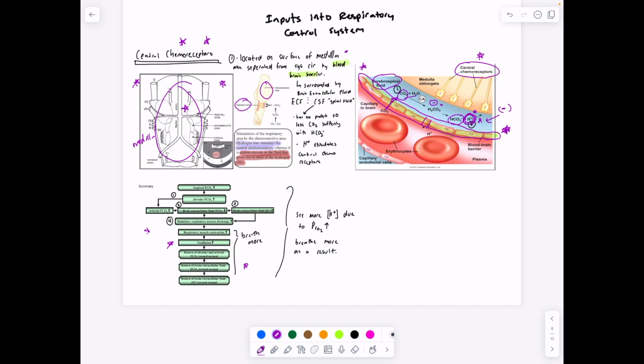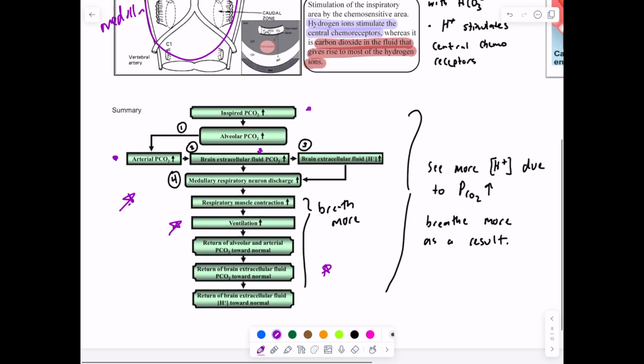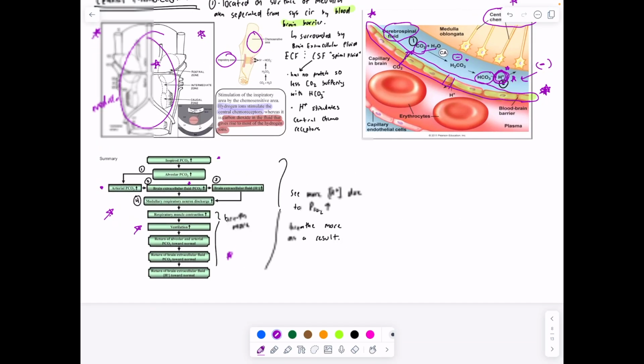All right, so that's what this diagram is just saying. It says, you have too much carbon dioxide in your arteries. That's going to increase the carbon dioxide in your extracellular fluid around your brain, which is our cerebral spinal fluid, and then that increases the concentration of hydrogen ions.